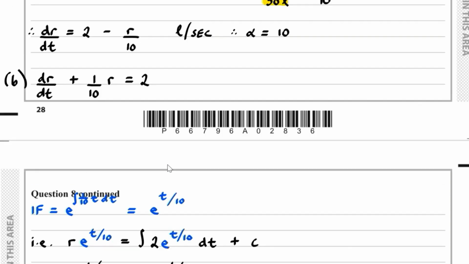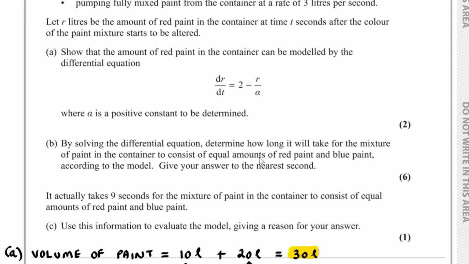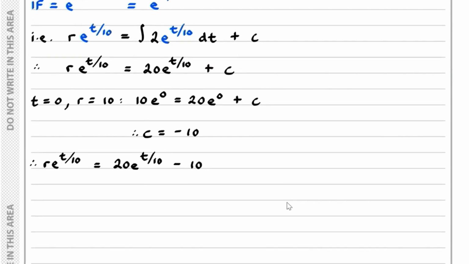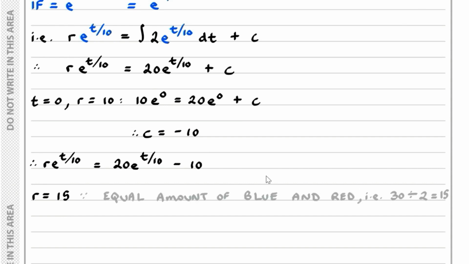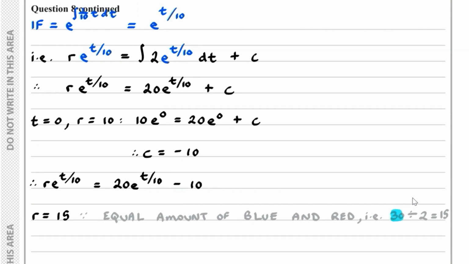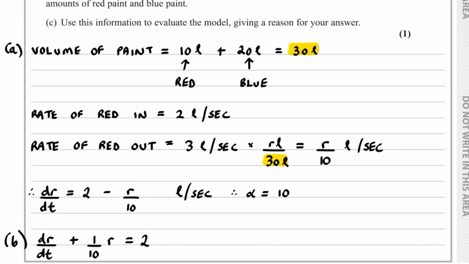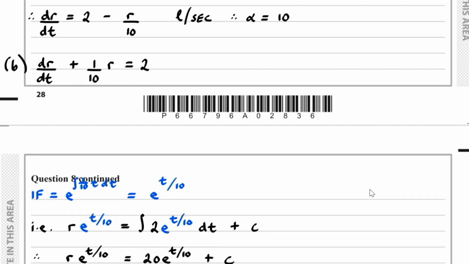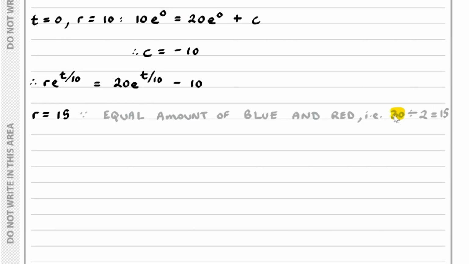This is the particular solution to the differential equation. Now what we have to do is find out the time it takes for us to have equal amounts of red paint and blue paint. So that would imply R equals 15. So let's just write down the reason for this. R is 15, and that's because we've got equal amounts of blue and red, and we've got 30 litres in total. That's how much paint we have in total, and if we divide that by 2, we get 15 litres. So R is 15.